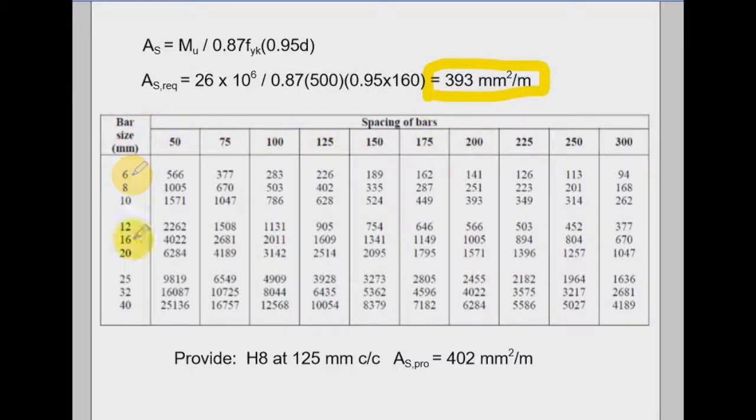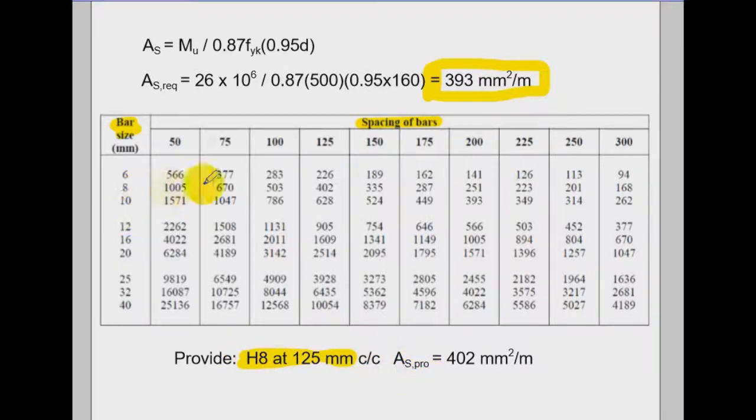So this is the table that you use for the slab. It is different from the beams. It gives you the spacing of bars and the bar size in millimeters. So go and pick up a number a bit larger than this. In this case, I'm going to go for H8 at 125 millimeters center to center.